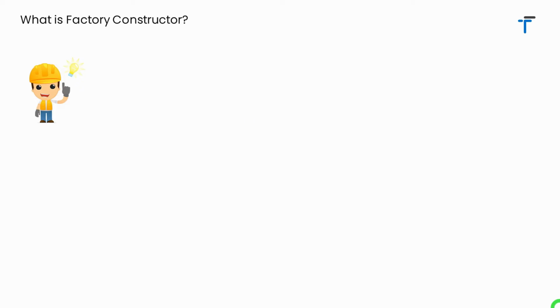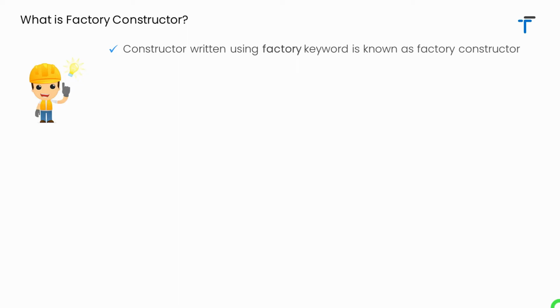Let's understand what the factory constructor is. Basically, the constructor written using the factory keyword is known as the factory constructor. All the constructors that we have seen so far in our videos are known as generative constructors. Whereas when we write a constructor and use the keyword given by Dart called factory, then such a constructor is known as the factory constructor.